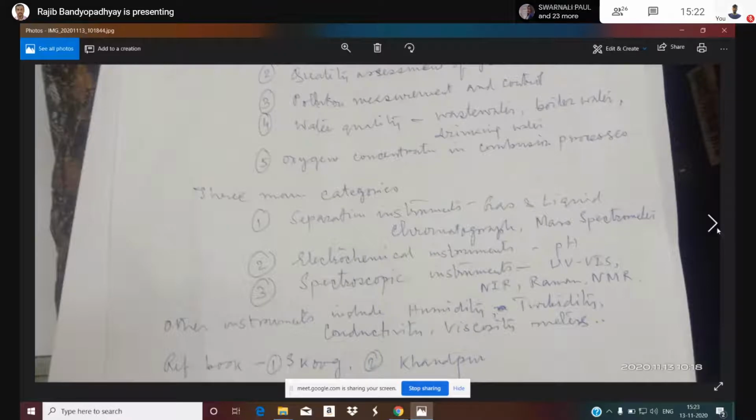And we have recently procured one GCMS system in our lab. When you come to the college, we'll be able to show you how this separation takes place, or we can give you some demo also here.